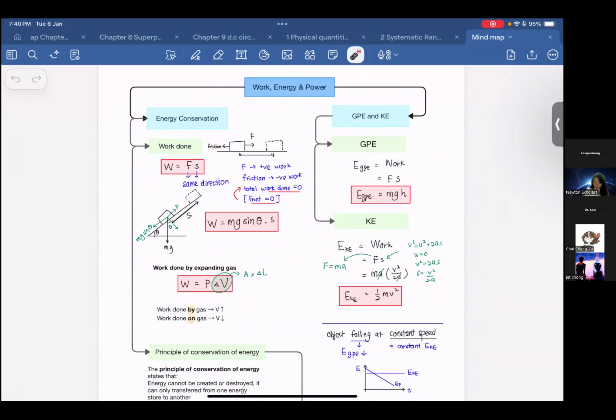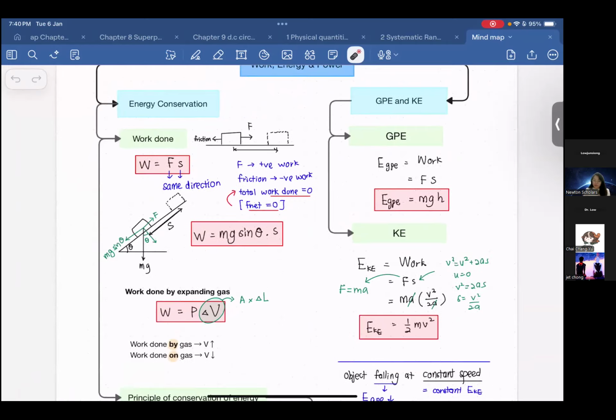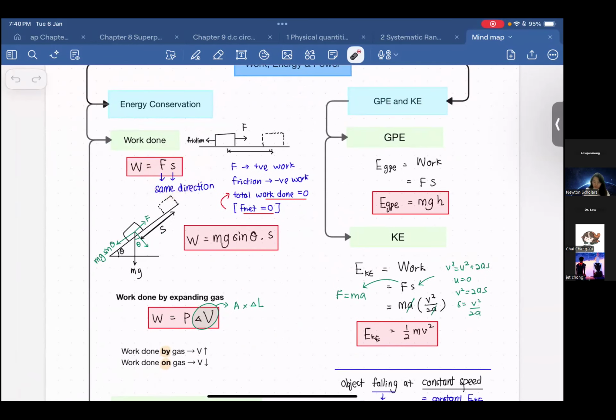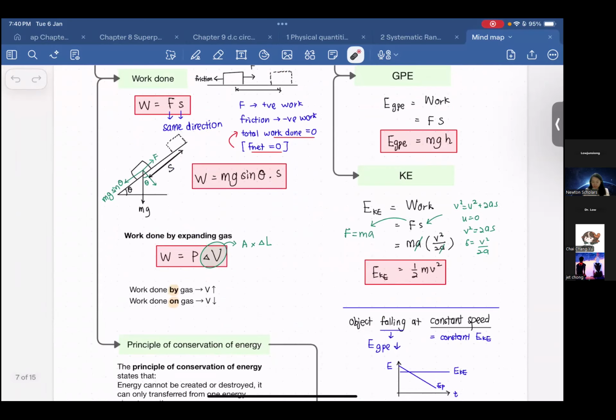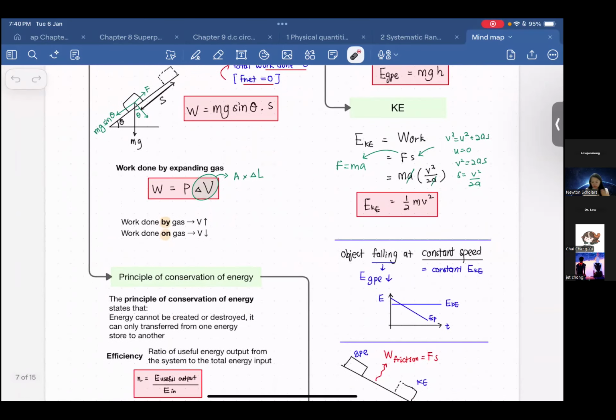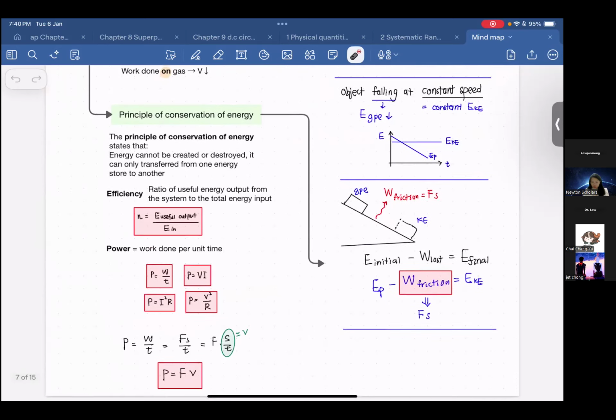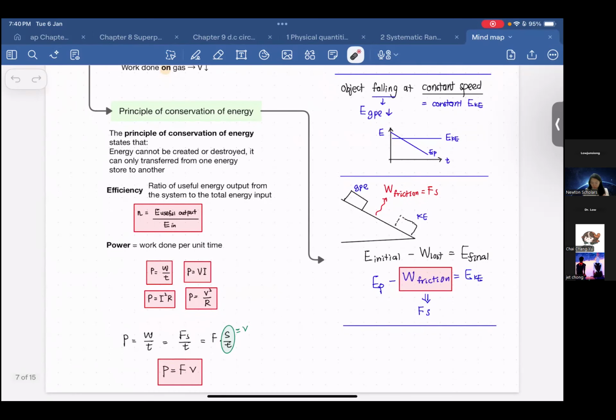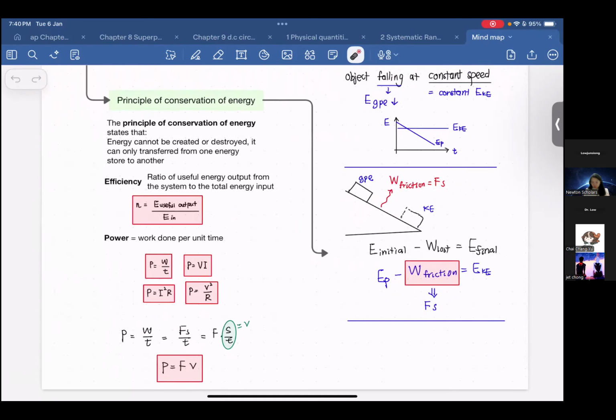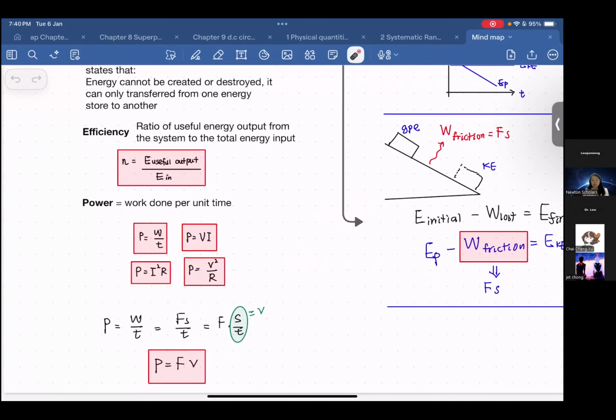Work done. Work done, we know that force and distance must be in the same direction. So when in A level they give an inclined plane, again we need to resolve it until the force and the distance are actually in the same direction. Then we learn about work done by an expanding gas. Then we learn how to conserve energy. All this formula we actually learned before, but we will go deeper. The past year questions will be challenging.